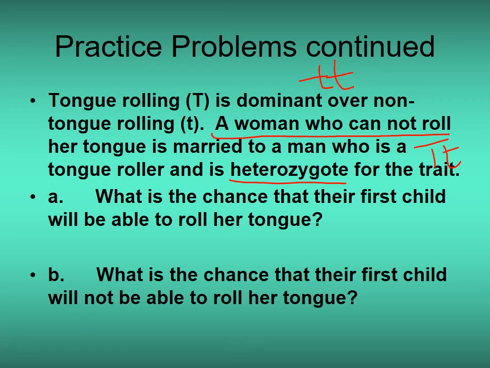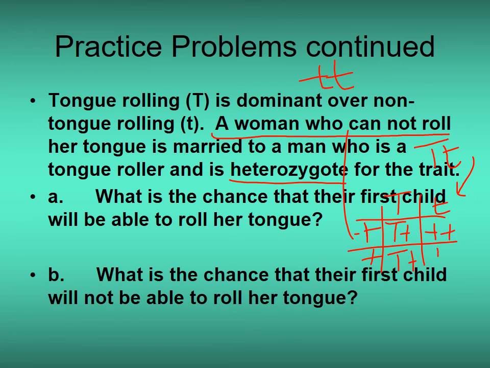So this is the cross, and this is the same cross that we did a while ago on the other page. One parent can give either big T or little t, and this parent can give only little t. So the possible offspring are, if we bring the big T down and the little t's over, these. And again, we have a 1-to-1 heterozygous to homozygous recessive.